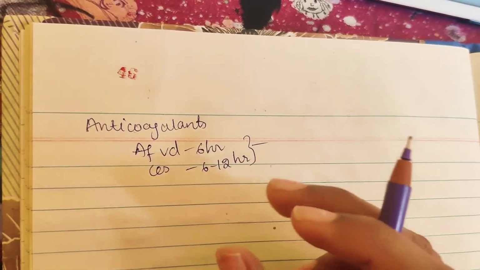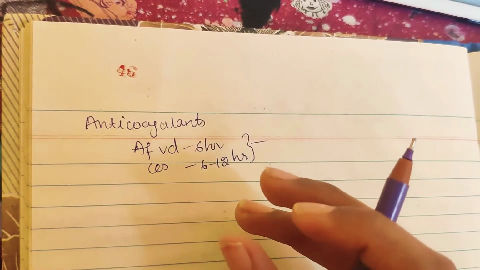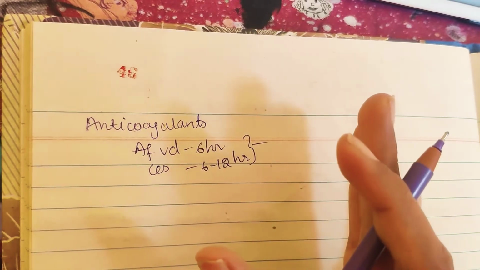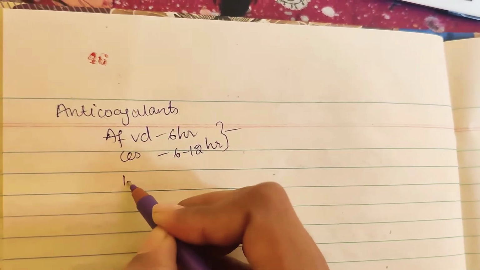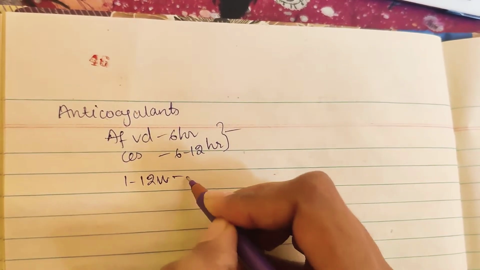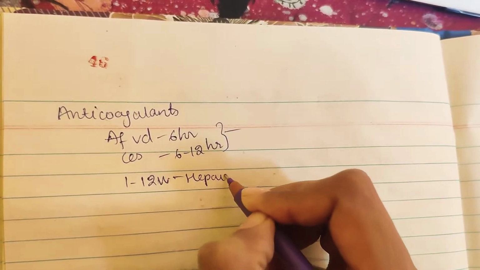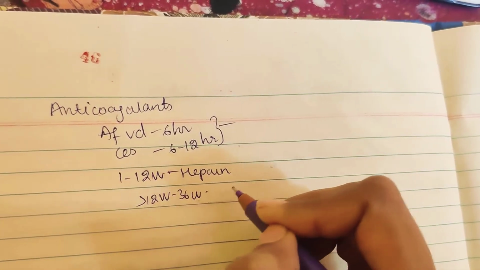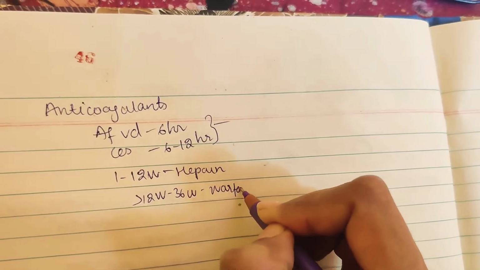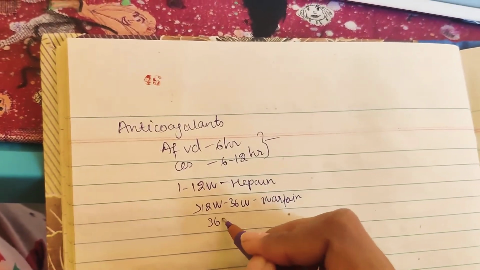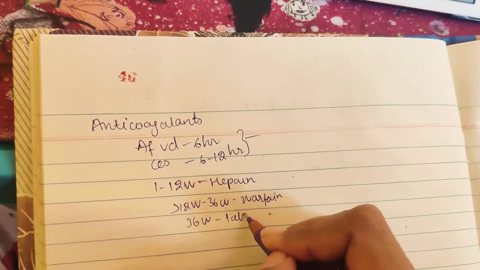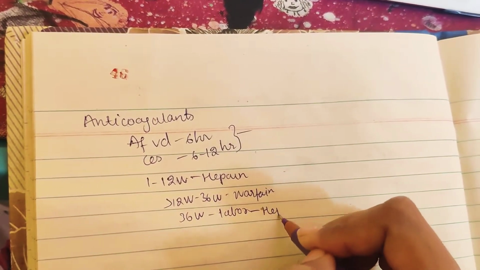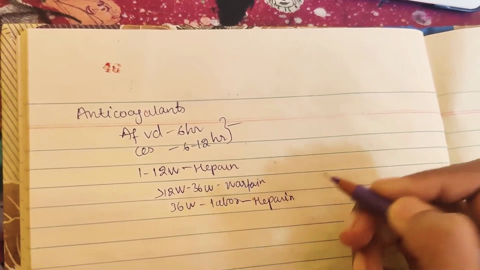Okay, so what is the duration of pregnancy? Between 1 to 12 weeks we should use anticoagulant, that is heparin. So let me write down, between 1 to 12 weeks use heparin as anticoagulant. Greater than 12 weeks to 36 weeks use warfarin. And again from 36 weeks till onset of labor use heparin, but during labor don't use any anticoagulant.